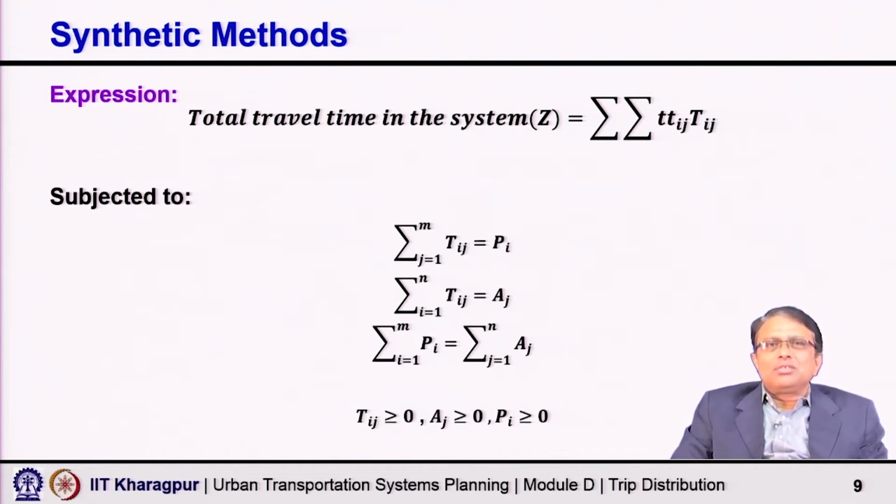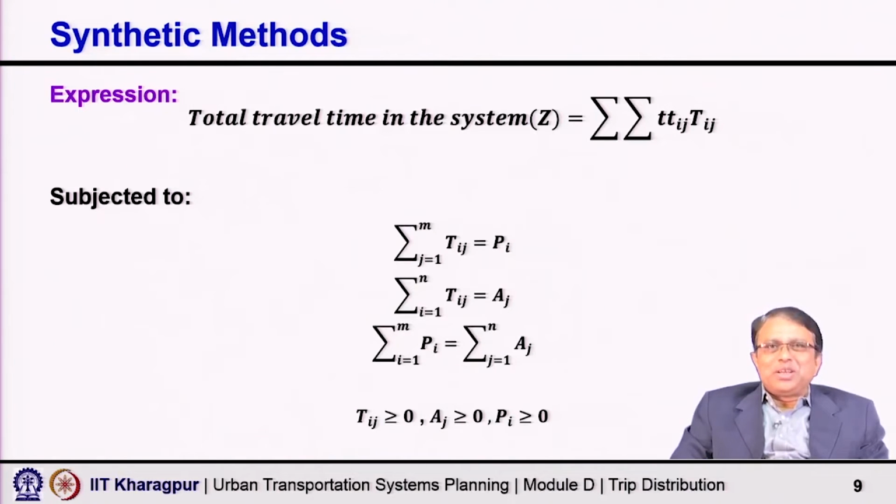What are those constraints? Sum over j of Tij is Pi, sum over i of Tij is Aj, and sum over i of Pi equals sum over j of Aj; both will be equal. You remember we talked about these constraints. These constraints we also discussed when I mentioned the different types of gravity model in my lecture 9.